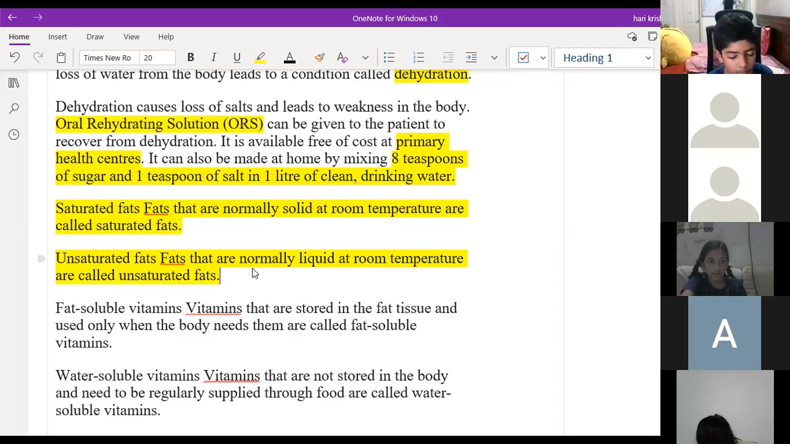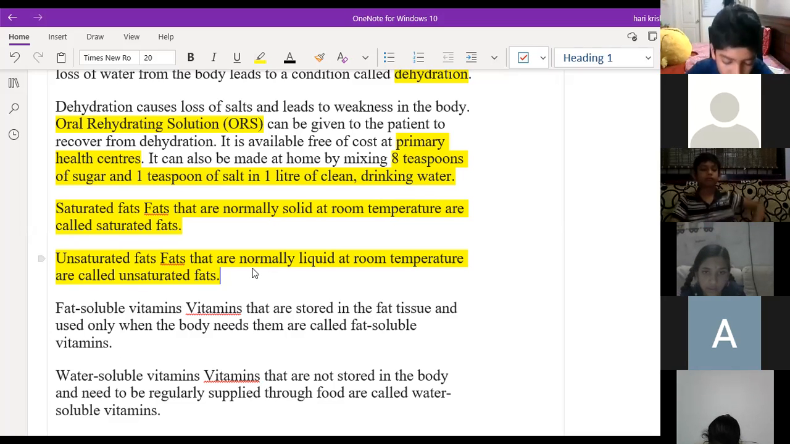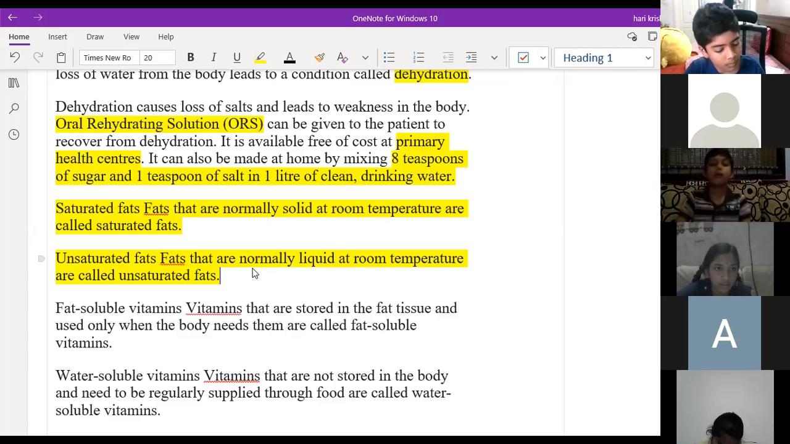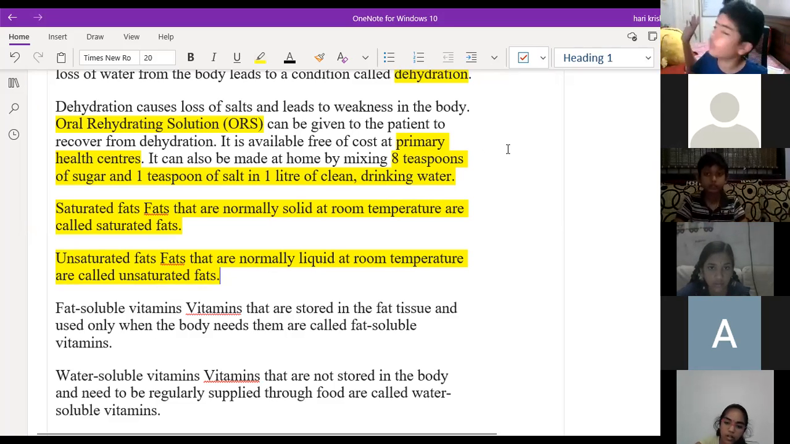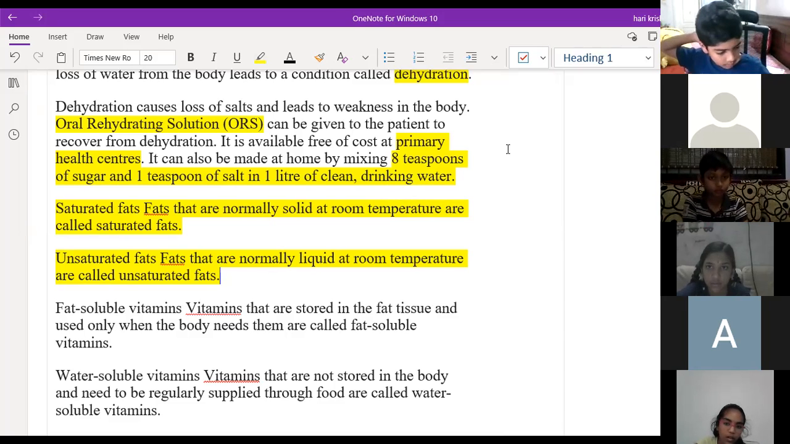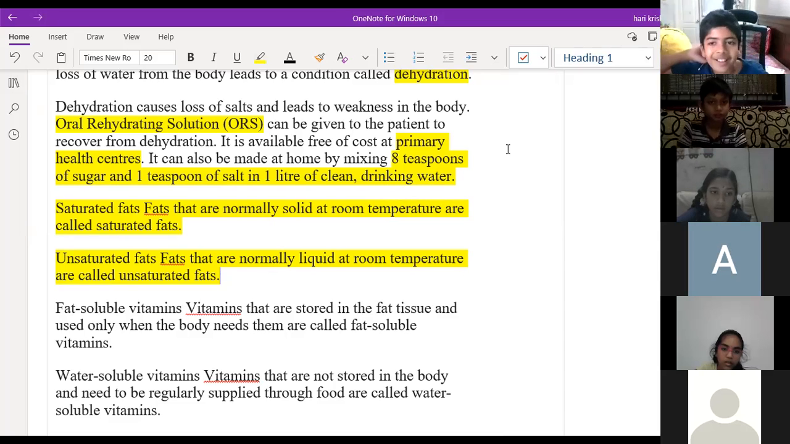Understanding now? Yes, sir. So if the fat becomes solid at room temperature, that is a saturated one. If it is still in liquid form, it is an unsaturated one. So what is the meaning of room temperature? Can anyone of you tell me? Sir, room temperature is like normal temperature, sir. What is that normal temperature? I'm asking.